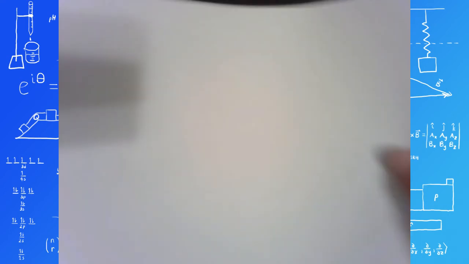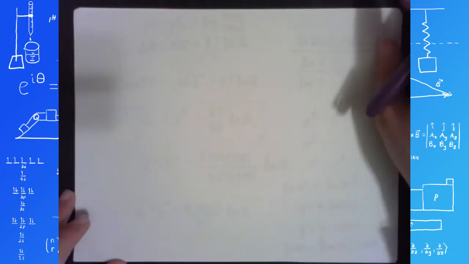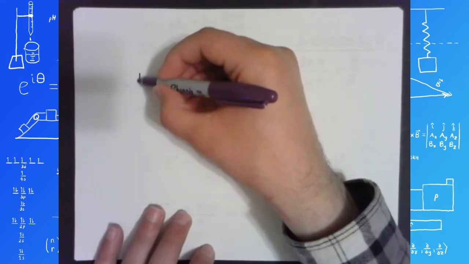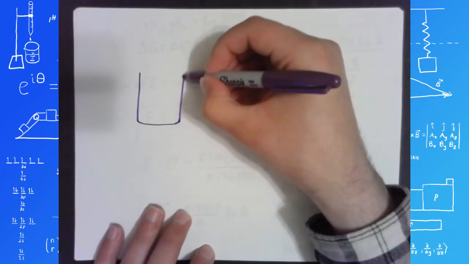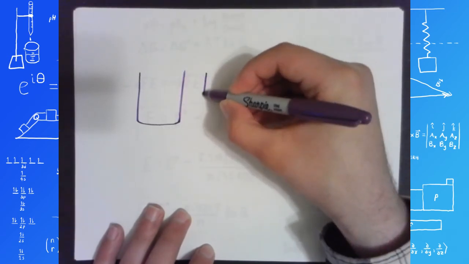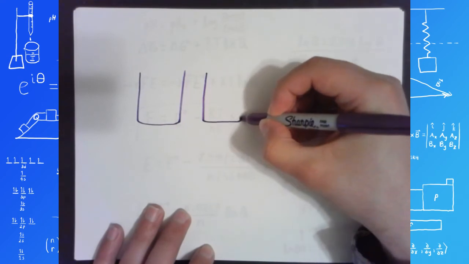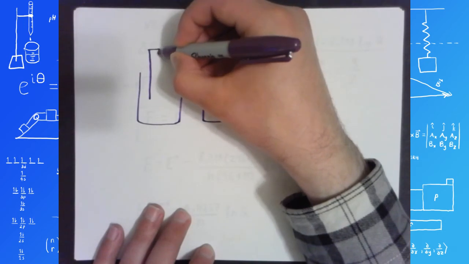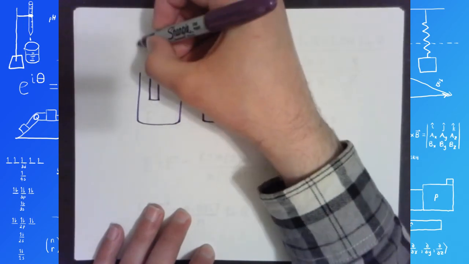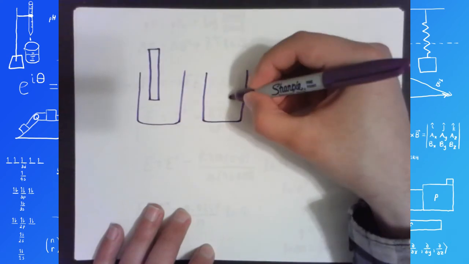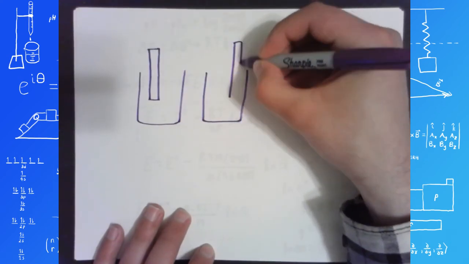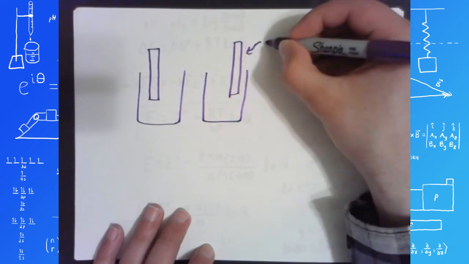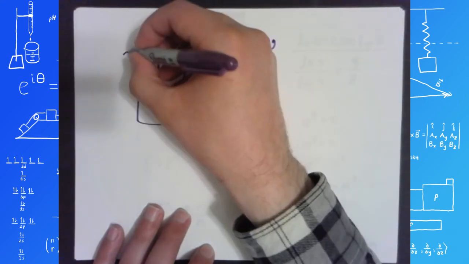So let's say, for example, and here's an easy way to make sure the standard cell potential is 0: make sure that both of your half reactions are exact opposites of each other. Make sure you're using the same material for both electrodes. So, for example, silver and silver. So let's say I've got a bar of silver here and a bar of silver here. So that's silver and that's silver.